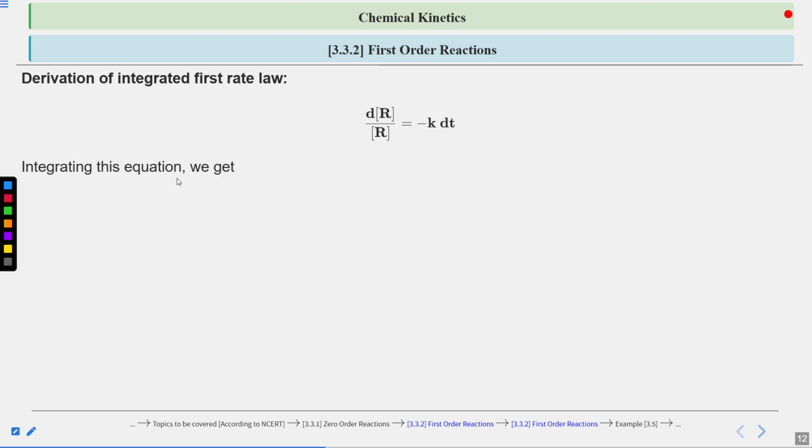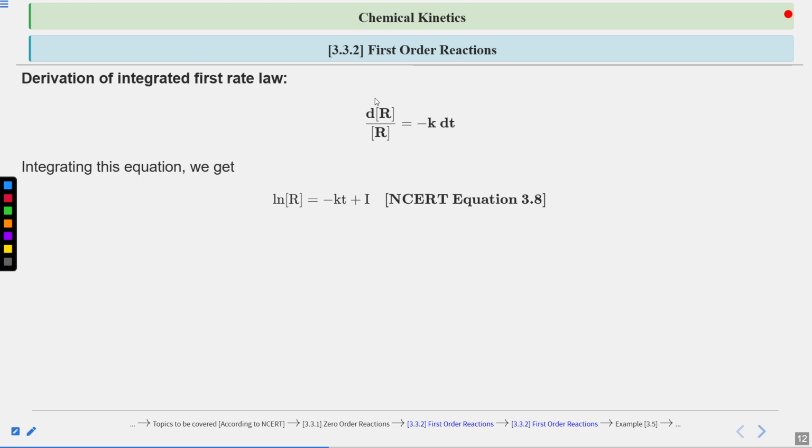Now when you integrate this equation on both sides, we will get ln r is equal to minus kt plus I. Now where did this ln r come from? This is a rule. If you want, you can write it somewhere, or if you know mathematics integration, then you know the formula that integration of dx by x, or here integration of dr by r, is equal to ln r, ln x. Okay, this is the formula for the integration.